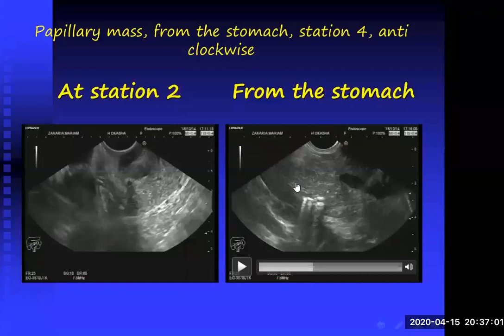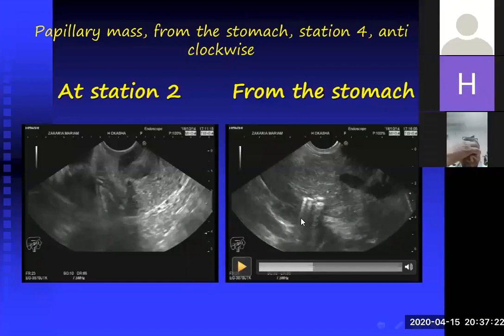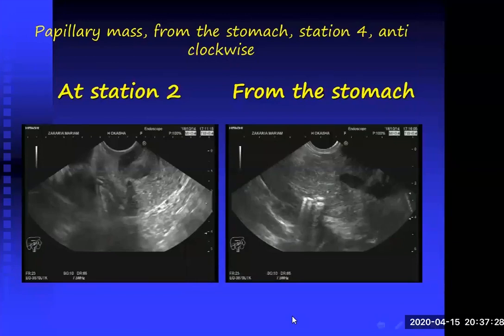And surprisingly, this FNA was done, and the cytology suggested gastrointestinal stromal cell tumor. It is very rare, but can occur in the papilla. The patient was sent for surgery, and the final histopathological examination proved that it is a GIST tumor, gastrointestinal stromal cell tumor. Now we finished examination of station 4.